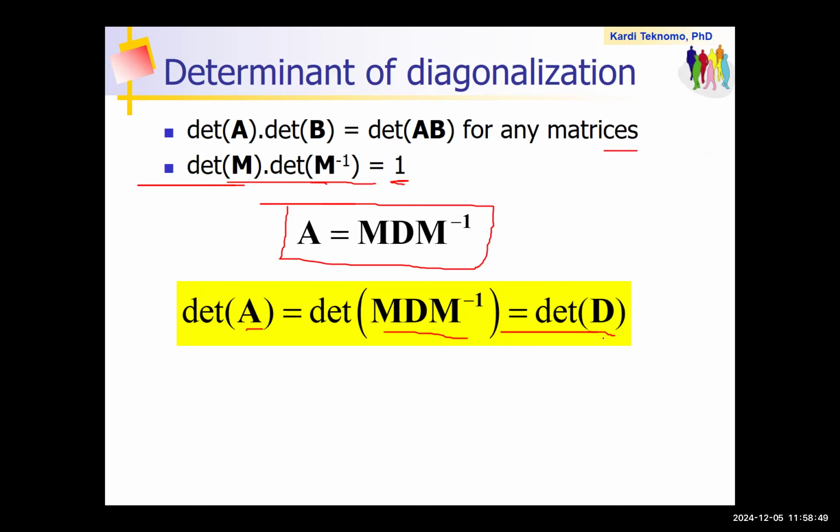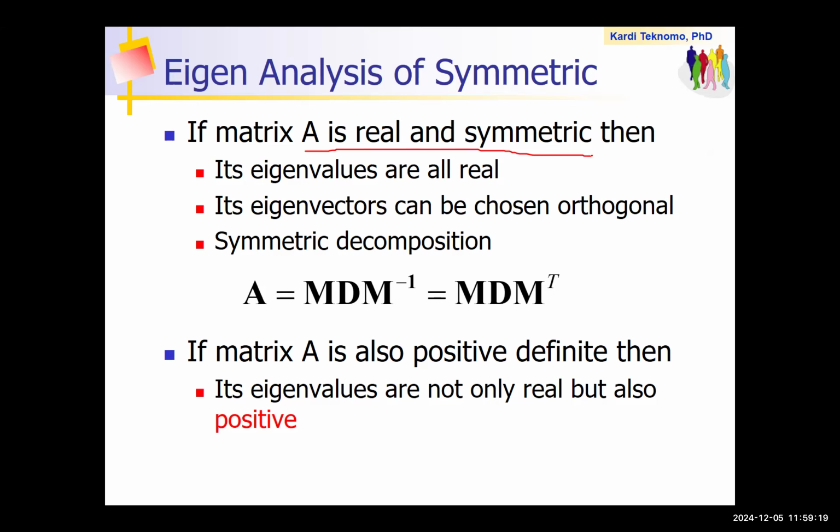You said a while ago that we need to find distinct eigenvalues, and eigenvalues can be complex numbers. So can we find something interesting? Yes. If matrix A is real and symmetric, then the eigenvalues are all real. And not only that, the eigenvectors are orthogonal.